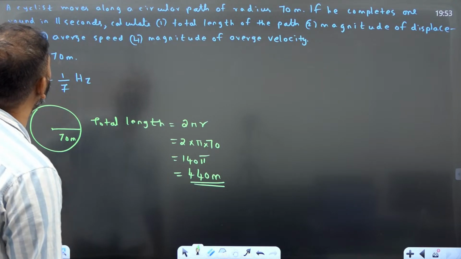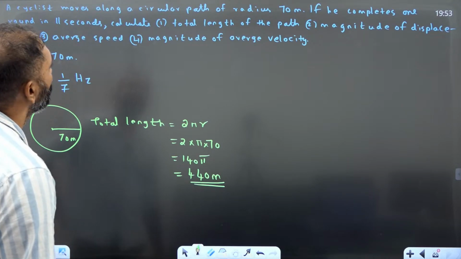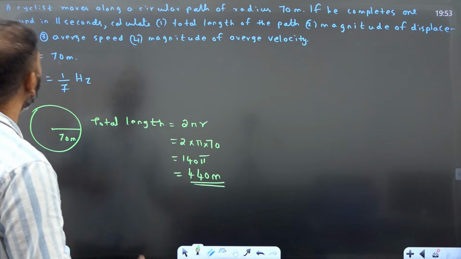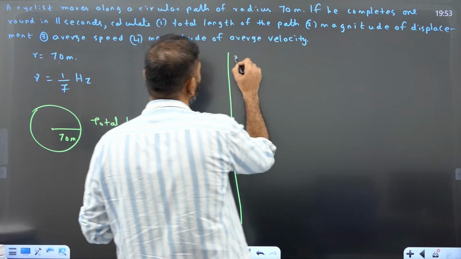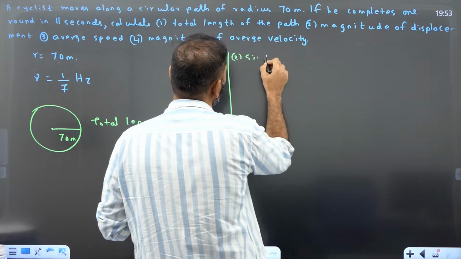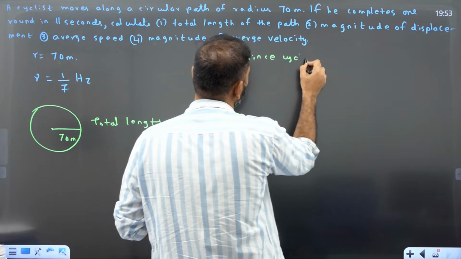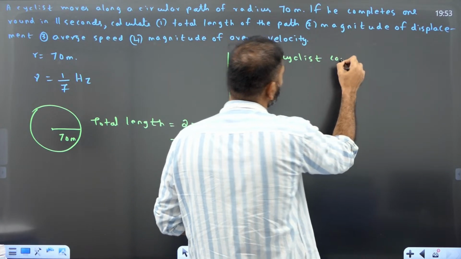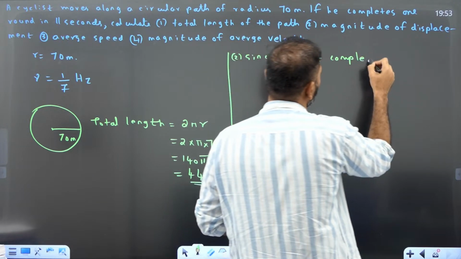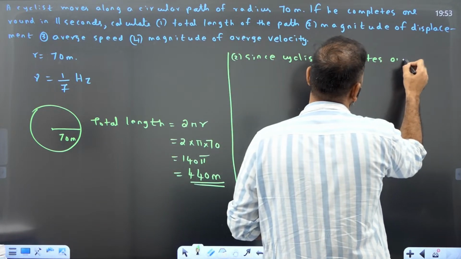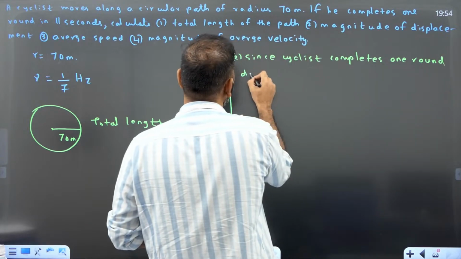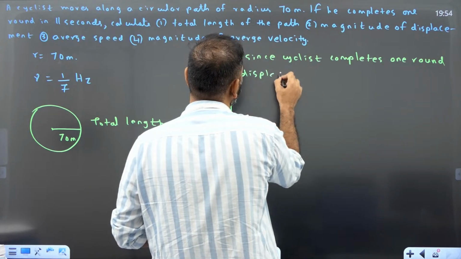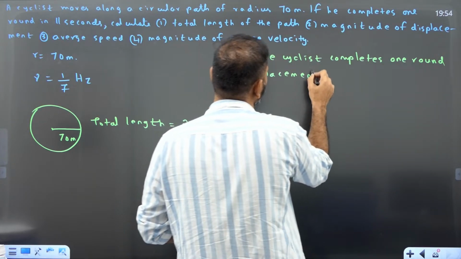Magnitude of displacement. If he completes one round, what will be the displacement? Since the cyclist completes one round, displacement will be 0.